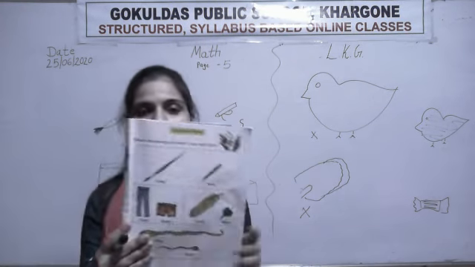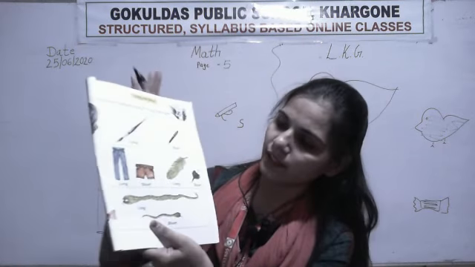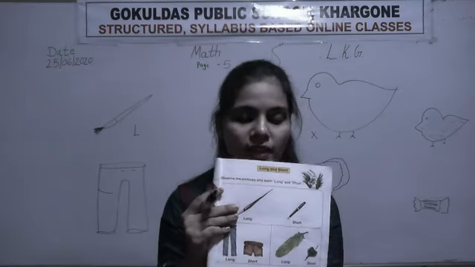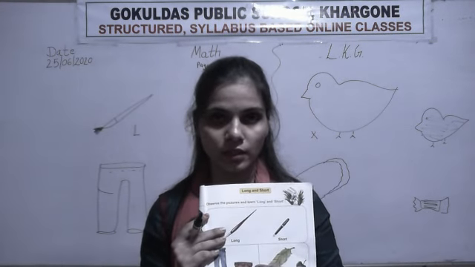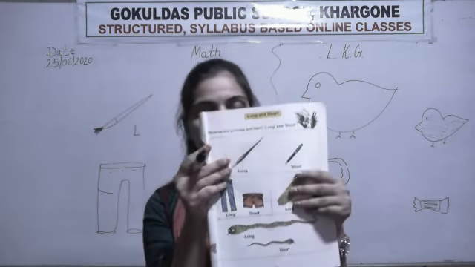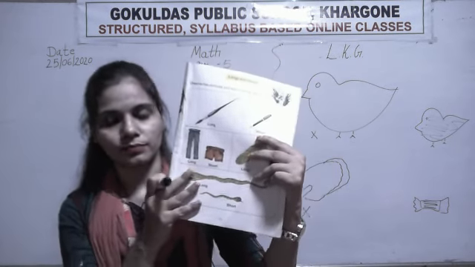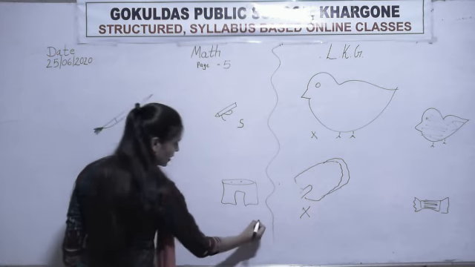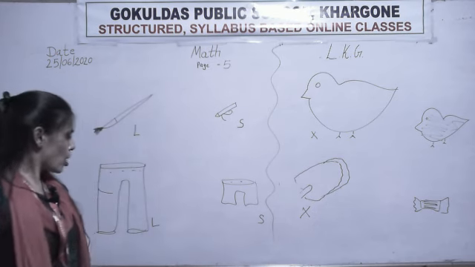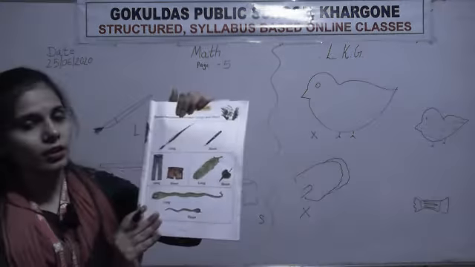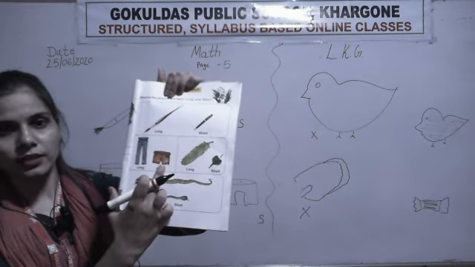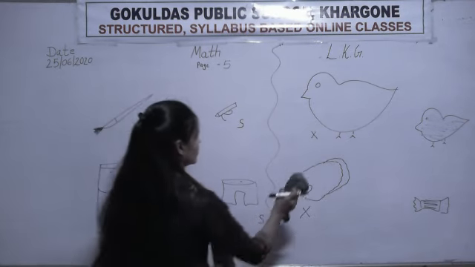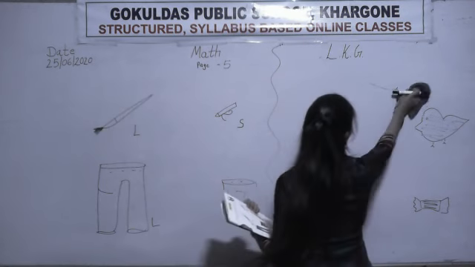Okay, so there are two pens. This one is long and this one is short. Long, short, long, short. L stands for long and S stands for short. See your notebook: long, short, long, short. Okay, now your next example is a leaf.